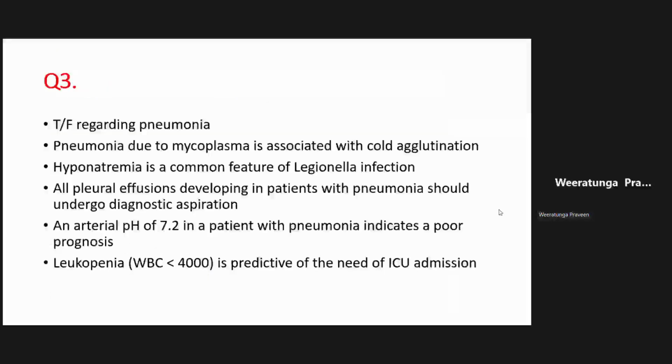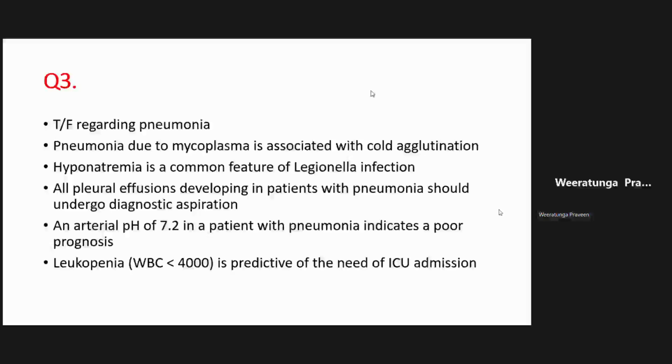Right. Okay. Any questions up to now? So another MCQ. So already we've learned that hyponatremia is a common feature of Legionella infection. That is important. Very common. Very often.